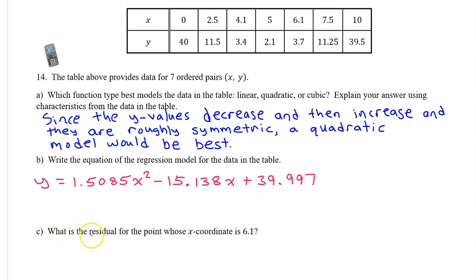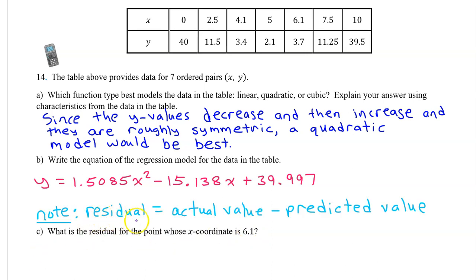Part C. What is the residual for the point whose x-coordinate is 6.1? Remember, the residual value equals the actual value minus the predicted value. So the actual value is what we will find on the table. The value at 6.1 is 3.7. So the residual will be 3.7 minus whatever the predicted value is at 6.1. We can find this using the calculator.